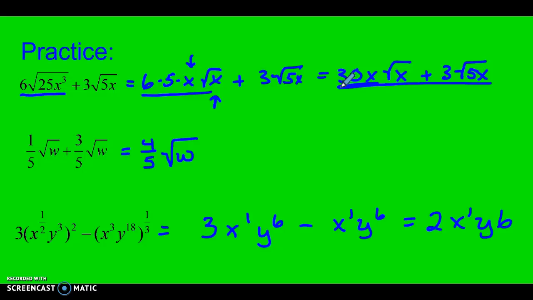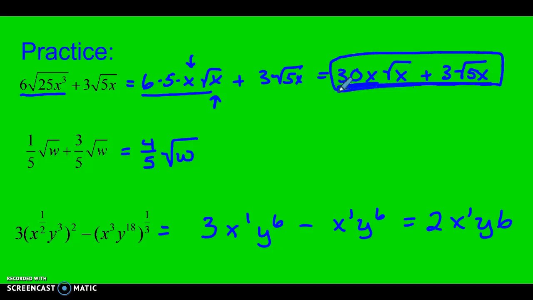The second expression, there's nothing we can do to simplify that radical, because the square root of 5x has no perfect squares contained there. So therefore, what you see on the right is the answer to this addition problem. They are not like terms, so we cannot combine them anymore.